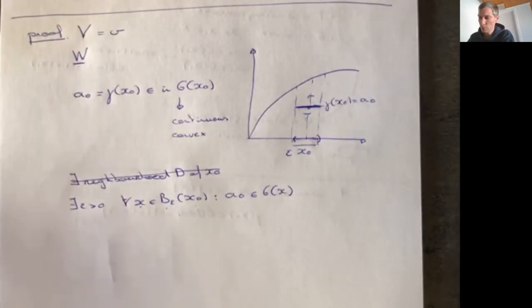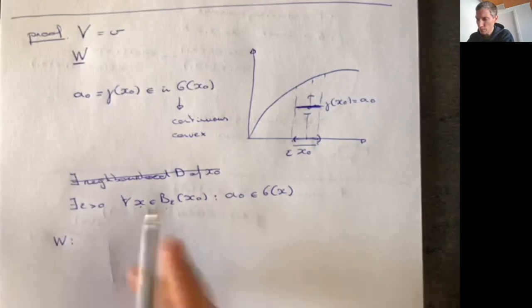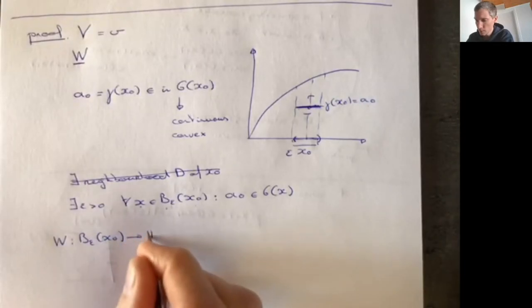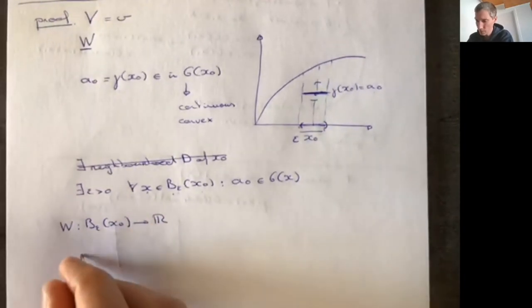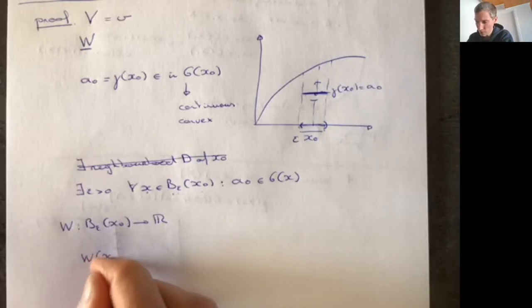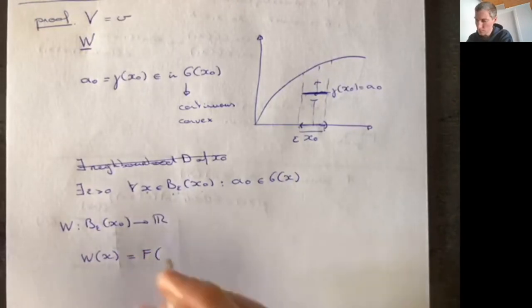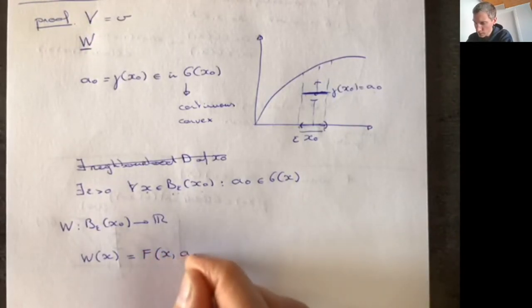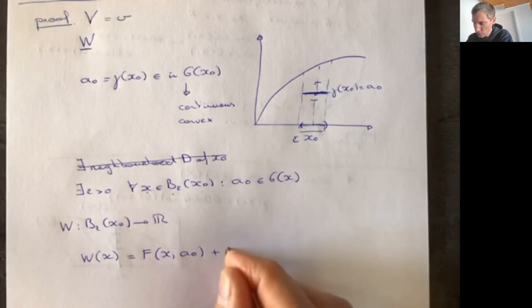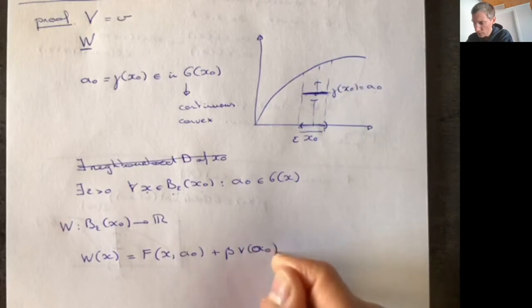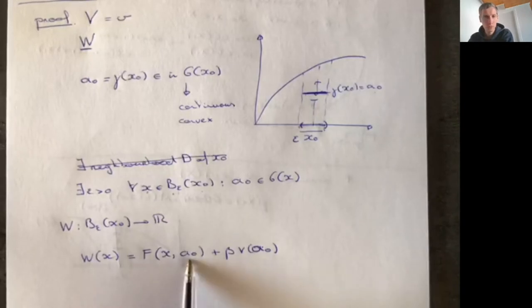And now I'm going to define w. So w is going to go from this set to R, and it's given by the following expression. So w of x is equal to f of x, a0 plus beta v of e0. Okay, so what do we do? You fix a0 here, and this is x, so w only varies with x.